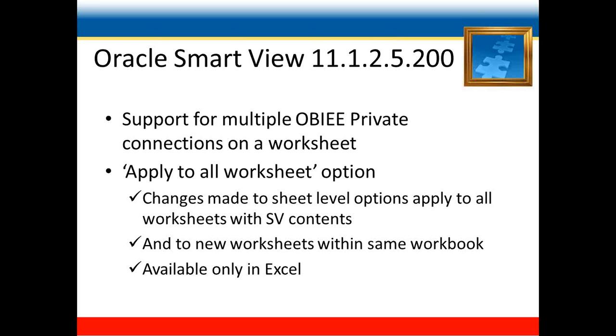Then the version 11.1.2.5.200, a patch set update for 11.1.2.5, brought support for multiple OBIEE private connections on a worksheet. So from this version onwards, you can have multiple OBIEE private connections, which results in having multiple OBIEE grids or catalogs in your SmartView report. Yes, you always had this feature to use OBIEE as a private connection, but support for multiple OBIEE private connections was absent in releases prior to this.